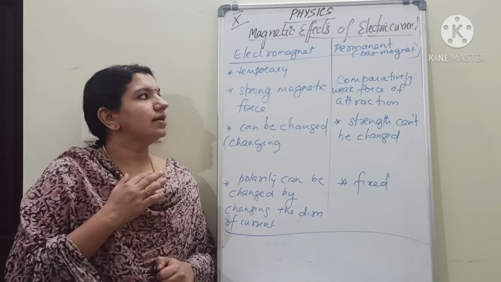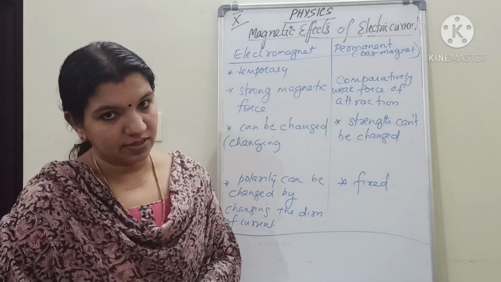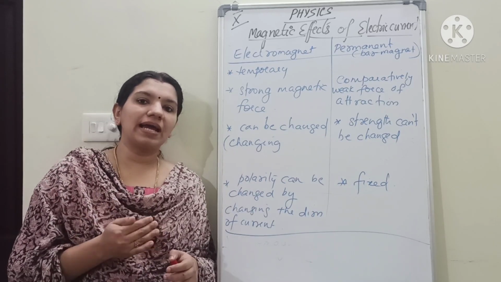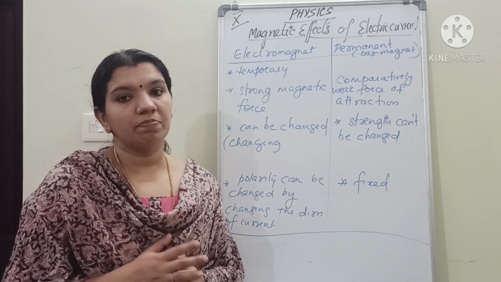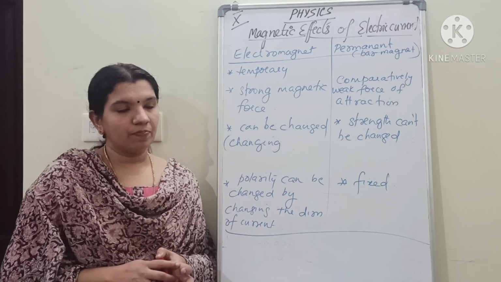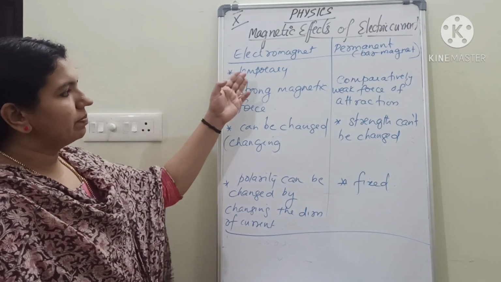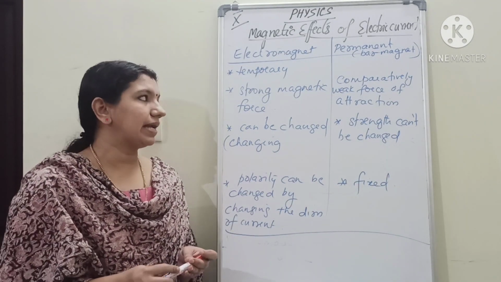First, we will have a comparison between an electromagnet and a bar magnet. As we know, a bar magnet is a permanent magnet, whereas an electromagnet is a temporary magnet. That is the first and foremost difference. So, an electromagnet is a temporary magnet and a bar magnet is a permanent magnet.